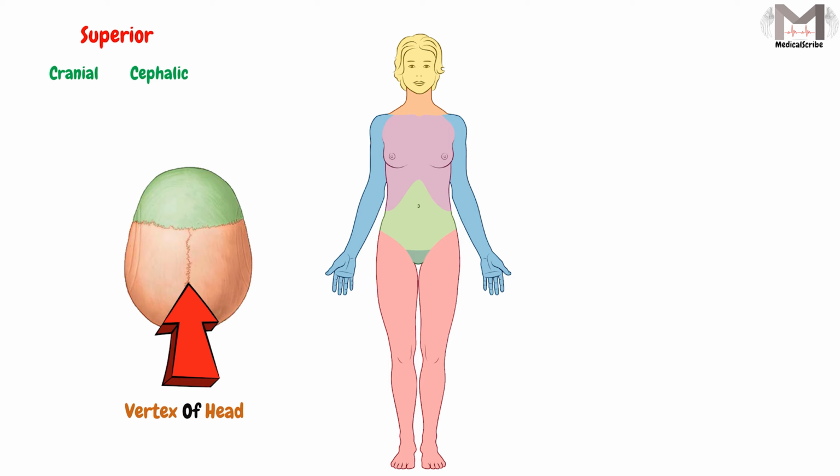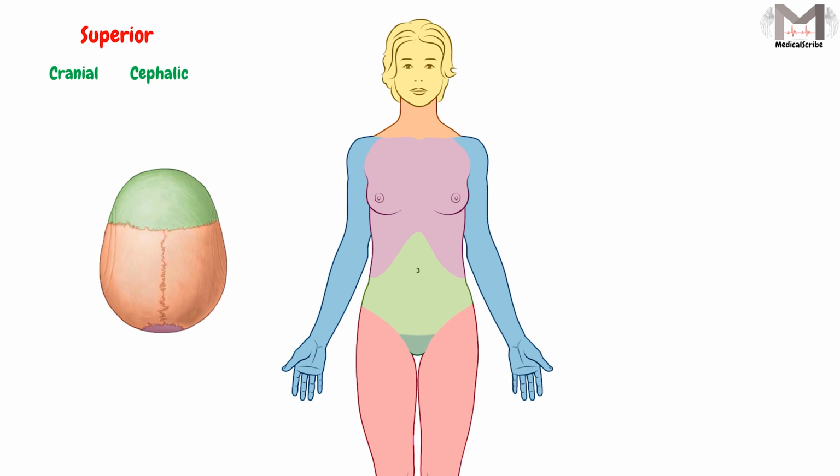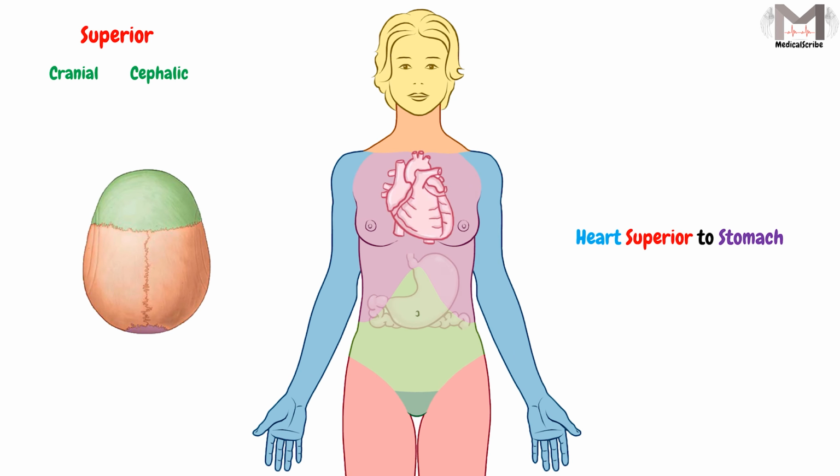For example, we can say the head is the superior end of the body. That means the head is the uppermost part, or the upper end of the body. Or if we say the head is superior to the shoulder, that means the head is higher than the shoulder or above it. Or we can say that the heart is superior to the stomach. That means the heart is nearer to the head than the stomach. So this is the meaning of the superior.